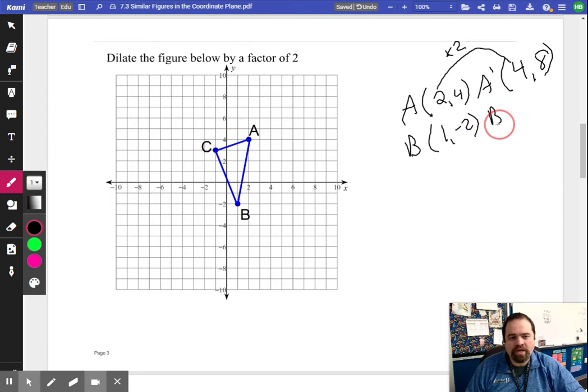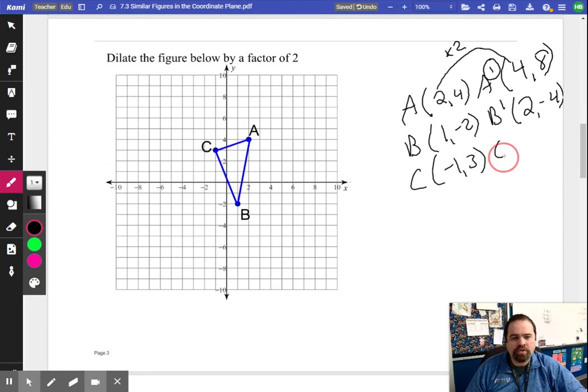So when I double that, my new B is at 2, -4. Now, something for the people new this semester, you didn't get this first semester when we did our translations and reflections and rotations and all that. This little notation here is called a prime notation. When you go to type stuff in, it's just an apostrophe. But what it's doing is telling me this is the new A, right? That way I can distinguish between the original picture and the new picture. And then C is at -1, 3. So when I double that, my new C prime is at -2, 6.